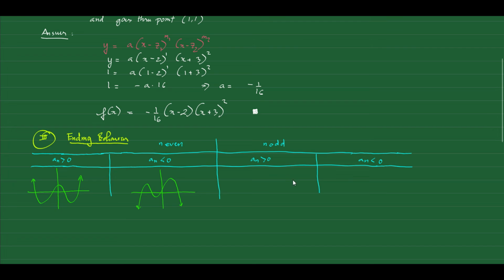For n odd, let me make this a little bit longer. So when n is odd, this is y. When a sub n is positive, we're going to have something like this. And when a sub n is less than 0, we have something like that. It's not a nice graph. There you go.